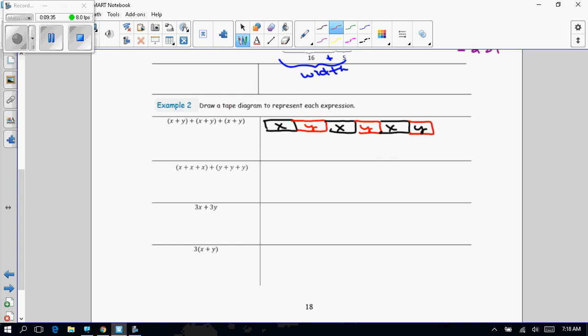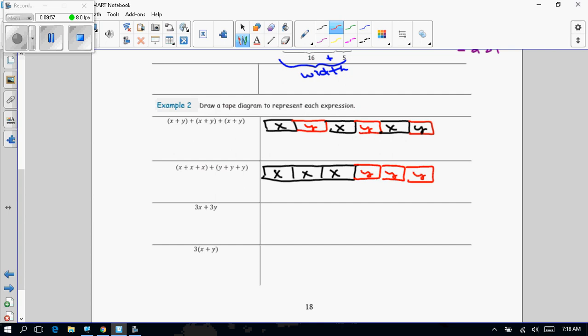Rearrange them so that the x's are all together, right? Where I have x plus x plus x, and then I could do y plus y plus y, right? And notice they're the same length as the one above it. Look at that.